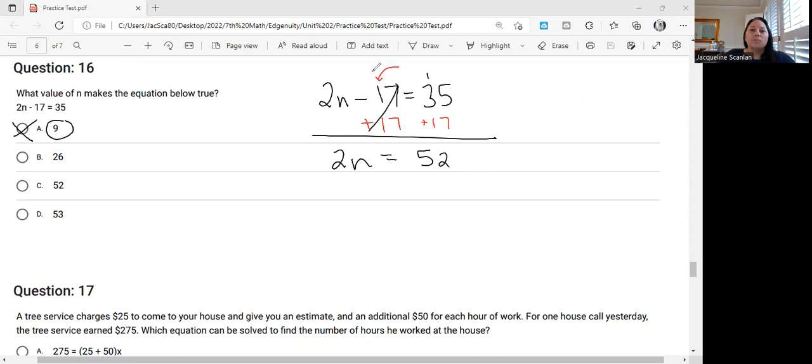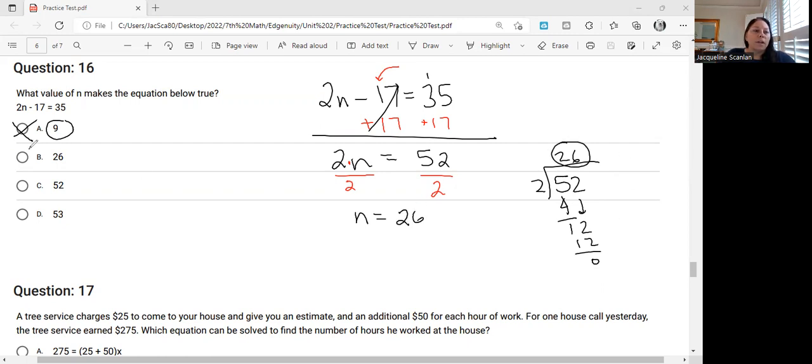The last step is to get rid of the 2 because 2 is squished next to the n. It's being multiplied. I'm going to do the opposite operation, which is division. So I'm going to divide both sides by 2. 52 divided by 2. 2 goes into 5 2 times. Bring down the 2. 2 goes into 12 6 times. 6 times 2 is 12. So my answer is 26.